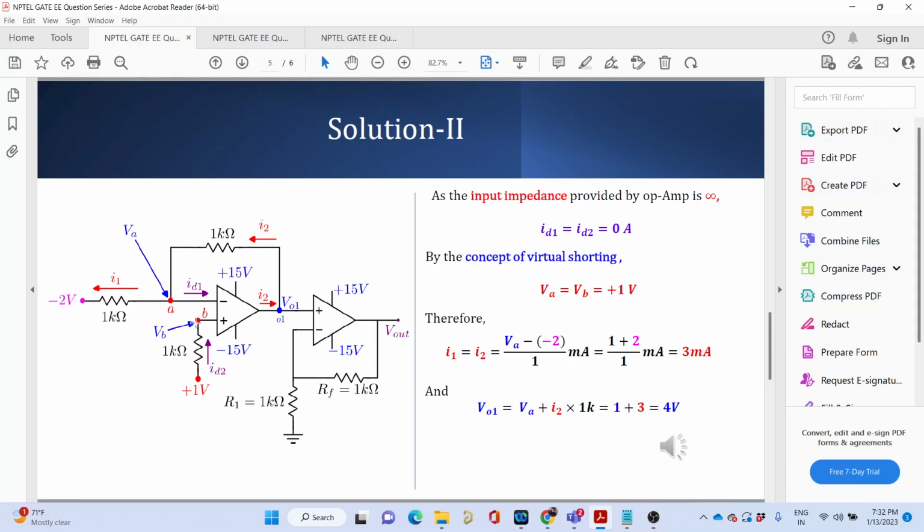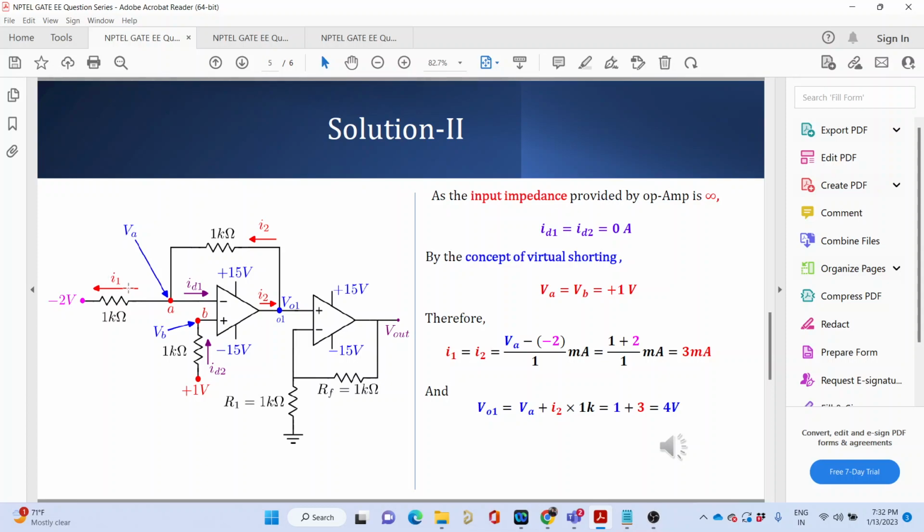So because of again the virtual short concept, because there is no positive feedback or any capacitor across it which can cause that problem, there is no need for checking it. So the potential at point B is same as potential at point A. So what is the potential at point B? That is 1 volt. What is the potential at point A? That is 1 volt. Now tell me, Navkirti, what do you think is the direction of current I1?